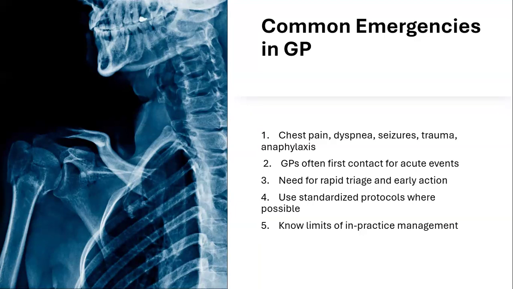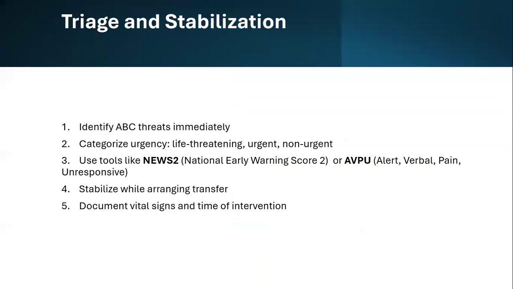And also you should know the standardized protocols where possible. For example, if a patient comes with acute severe asthma, you should have a protocol for what you are going to do in your practice. And also you should know the limits of in-practice management, and you should not go beyond that because you will not be able to do that in your practice setting, right? You can't start a magnesium sulfate infusion for acute severe asthma in your practice. So you should be sending this patient, after stabilizing, to a tertiary or secondary care hospital for that purpose.